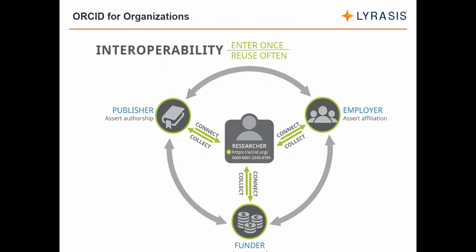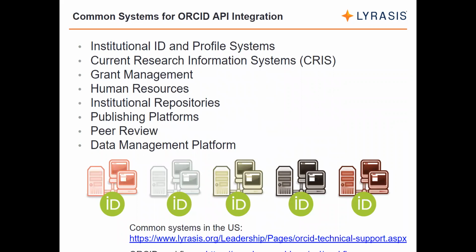So at a research institution, the most common types of systems for ORCID API integration are what you see on this list: central identity management systems, HR systems, research reporting and profiling systems, grant management, publishing, repositories. I've got a link down at the bottom there to a list of some of the common systems in the US, and also ORCID workflows for various types of systems. Don't worry too much about trying to write these links down. I will be sending out the slides, so you'll have access to these links after the presentation.